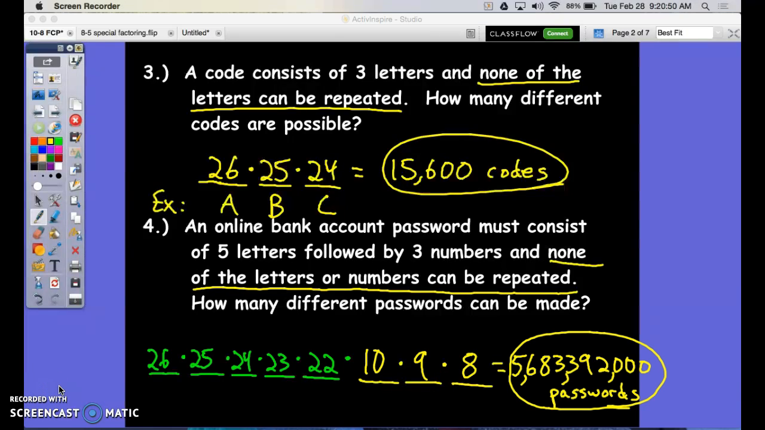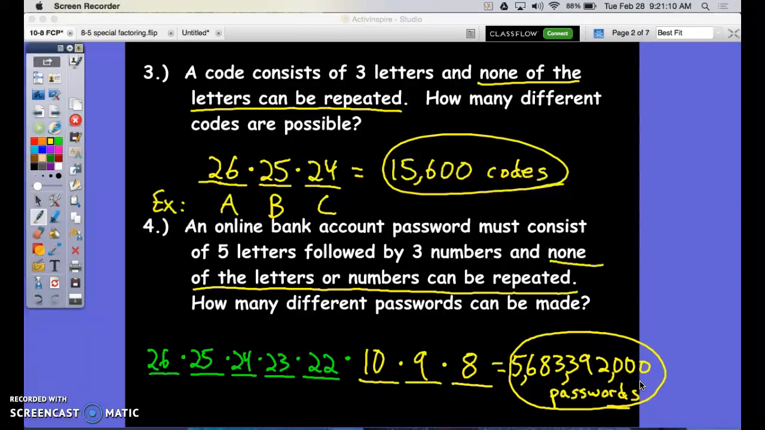All right, now that you're back, you should have written in your blanks 26, 25, 24, 23, 22, because none of the letters can be repeated, and then 10 times 9 times 8 because none of the numbers could be repeated, giving you a total of 5,683,392,000 different passwords to choose from.